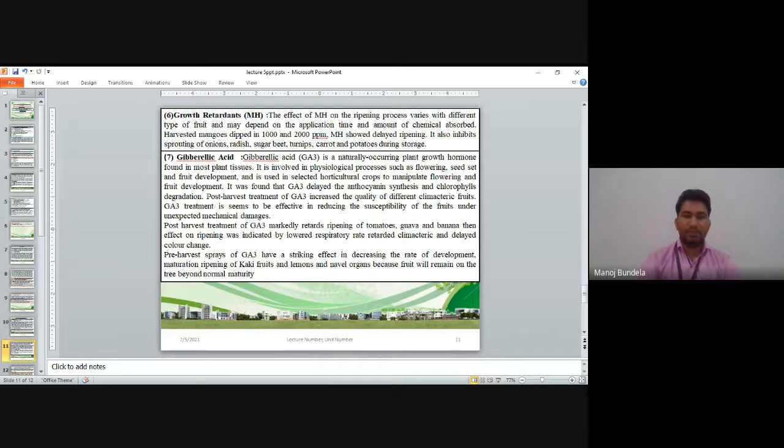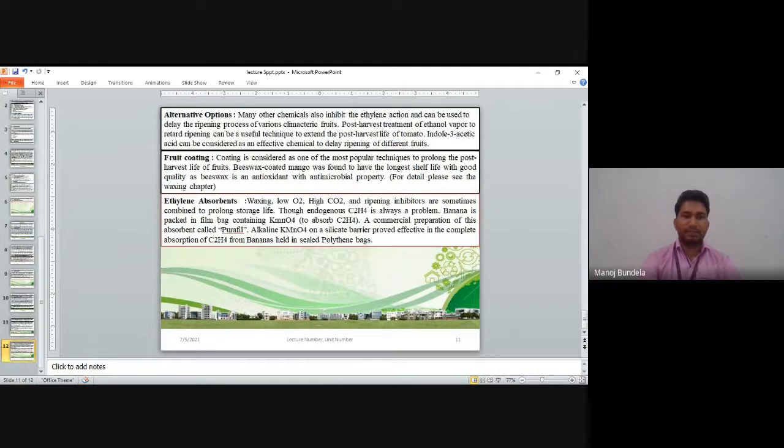Pre-harvest spray of GA3 has a striking effect in decreasing the rate of development, maturation, and ripening of grapefruit, lemons, and navel oranges because fruits will remain on the tree beyond the normal maturity. These are the uses of gibberellic acid.